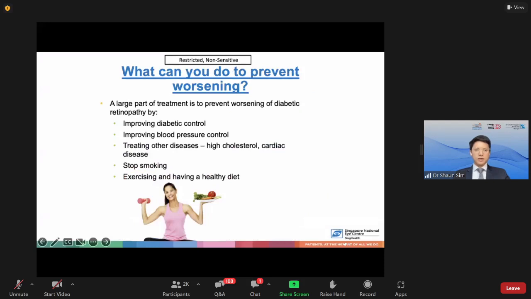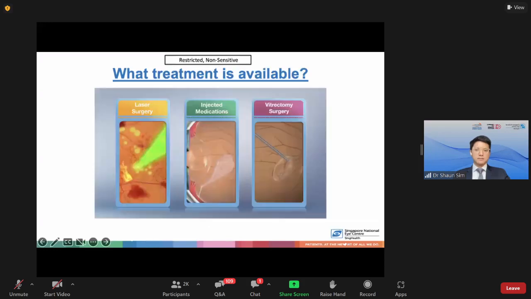What can you do to prevent worsening? One may start by improving diabetic control, blood pressure control, and ensure other medical conditions are well optimized too. Also, please avoid smoking and do regular physical exercises and have a healthy diet. If you require treatment, what do we offer? So the treatment can be broadly divided into laser surgery, intravitreal injections, or vitrectomy surgery.